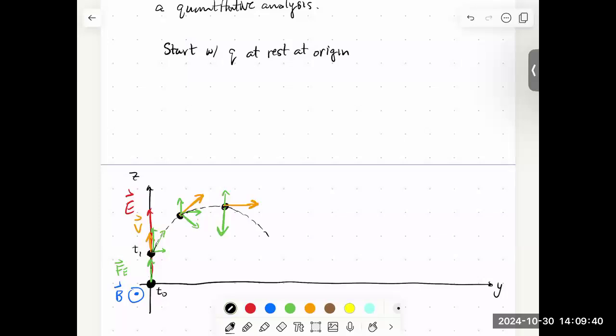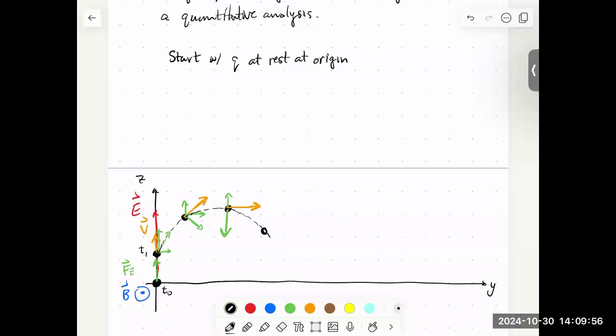Now it's moving against the electric field, so its velocity has a component that is against the electric field. The electric field starts doing negative work. So it's losing kinetic energy, it's losing speed, and our particle will start to slow down. Okay, so it slows down. So from here to here, I would say we have speeding up, and then over here, we're going to have slowing down.